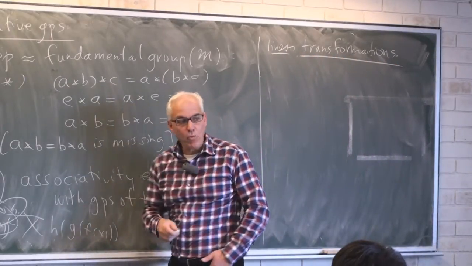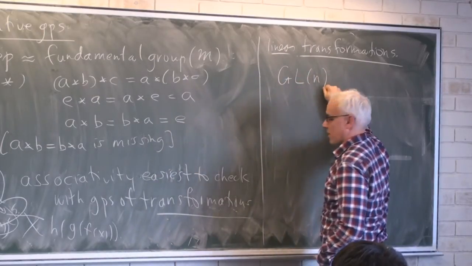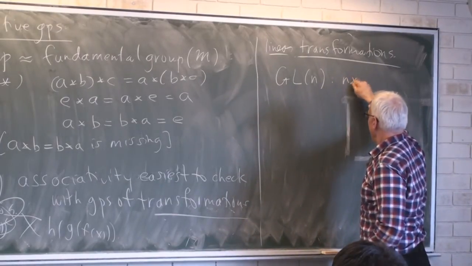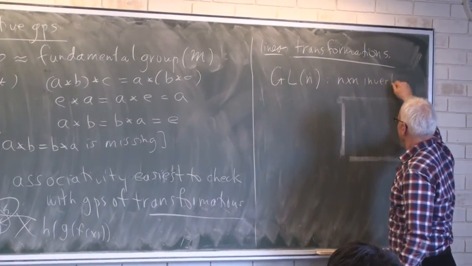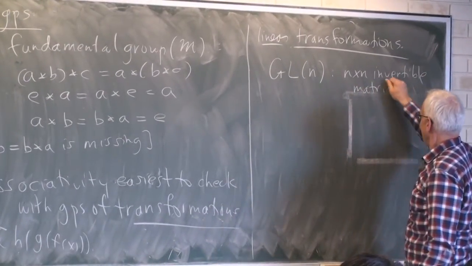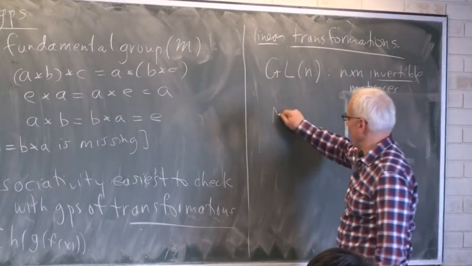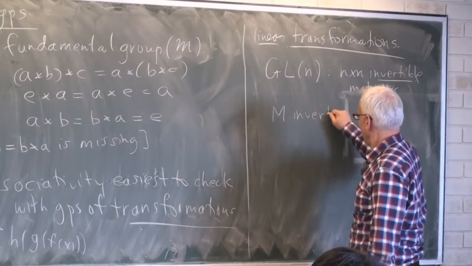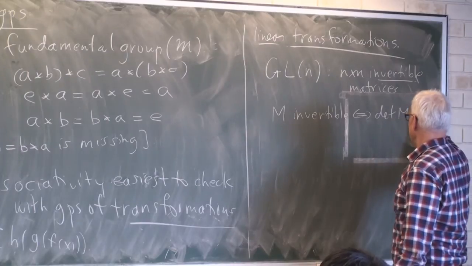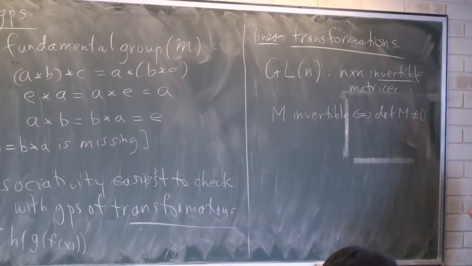So the most important group is almost surely GL_n. This is the group of n by n invertible matrices. And I remind you that the matrix M is invertible precisely when its determinant is non-zero. So this is a group.